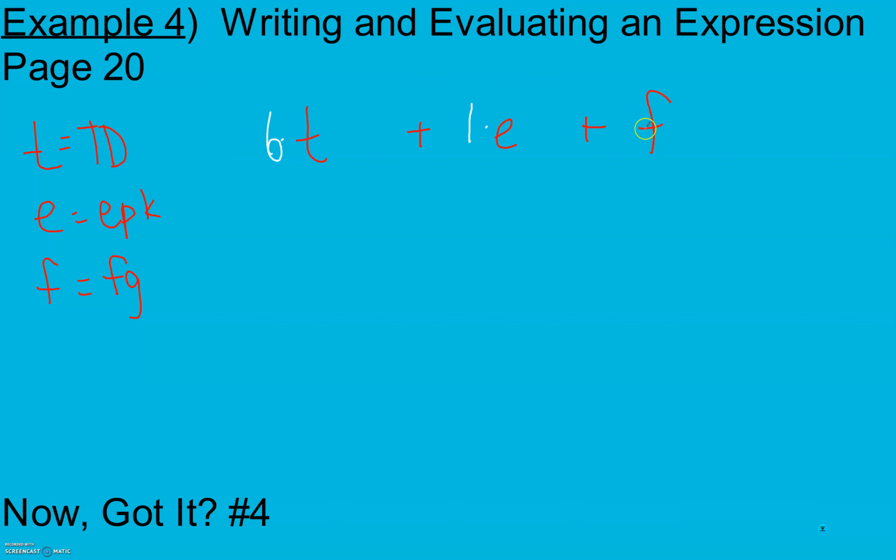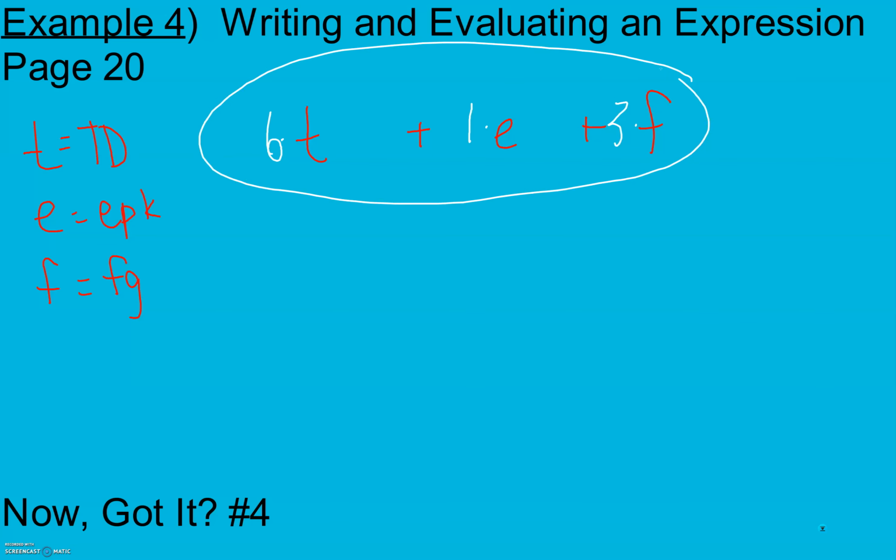Now, it says the team scored 3 touchdowns, 2 extra point kicks, and 4 field goals. So we substitute those values into our expression. 3, 2, 4. We have to multiply before we can add, and we do that all the way across. Now we add them up and get 32 points.